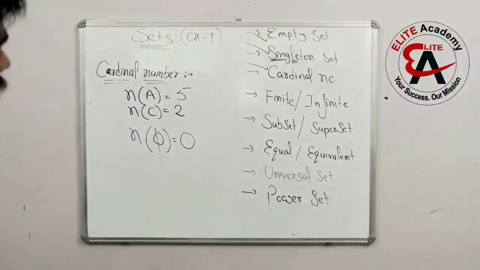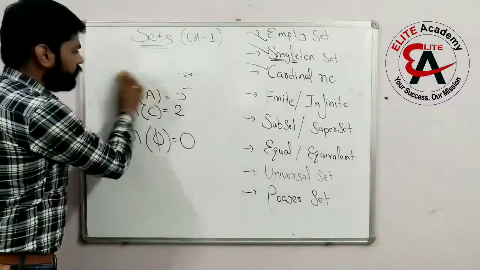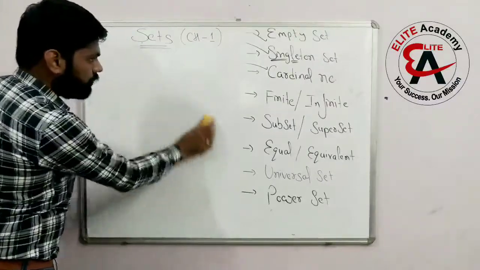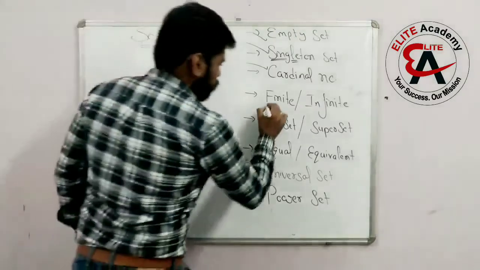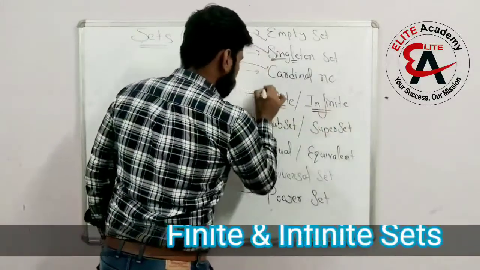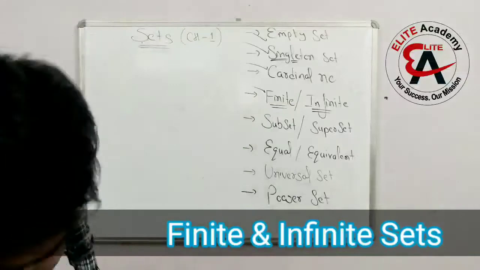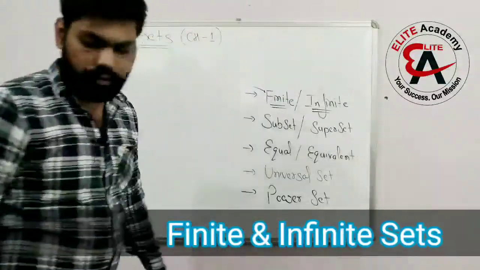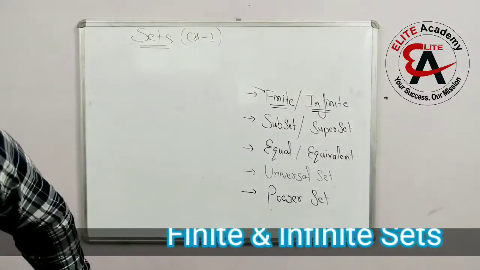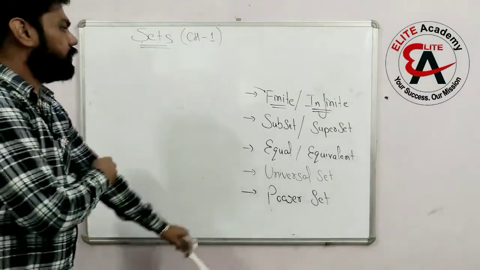Till now, the first 3 terms are clear. What is an empty set? What is a singleton set? And what is cardinal number? Next, here we come across finite and infinite sets.